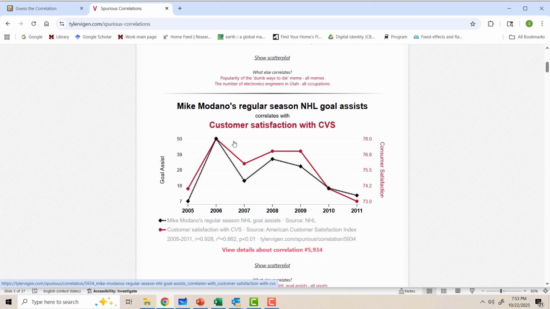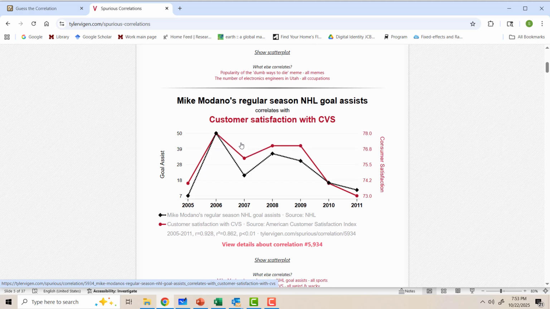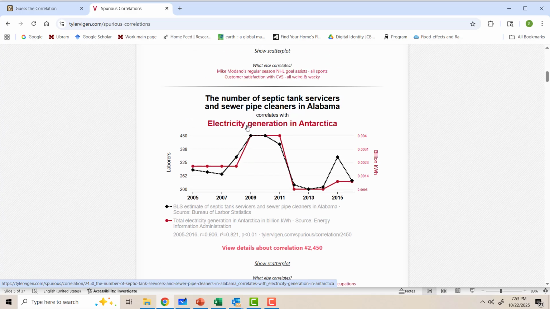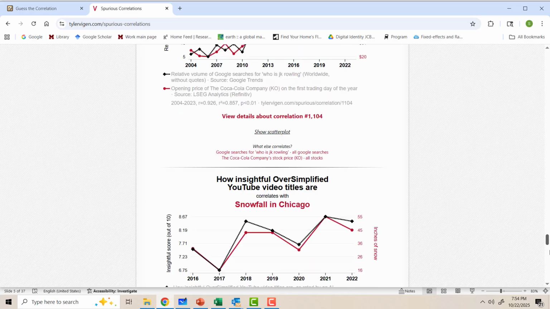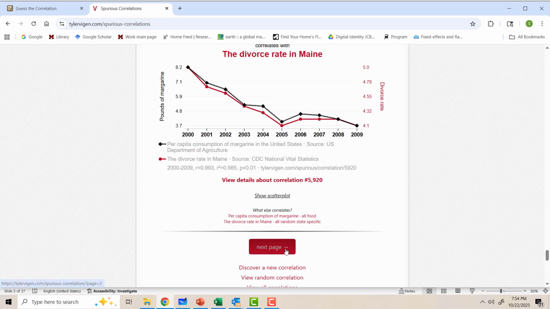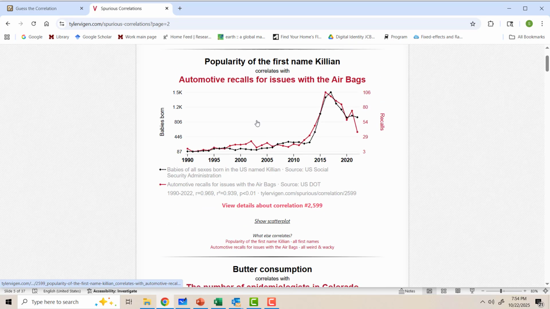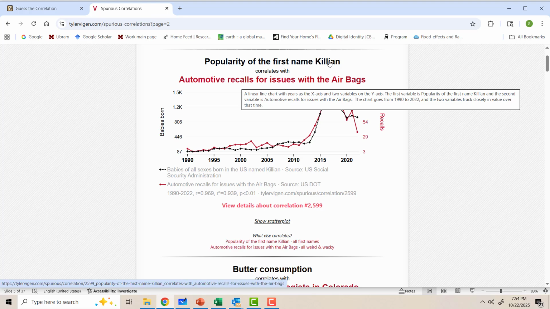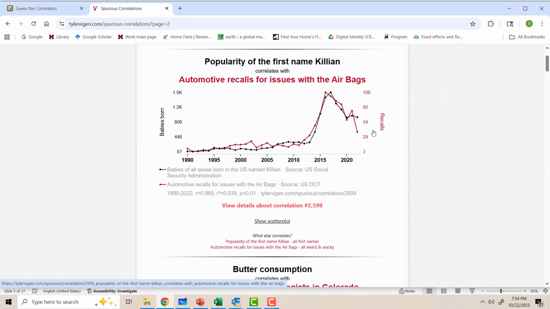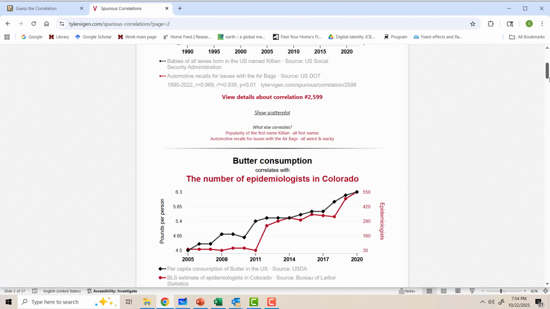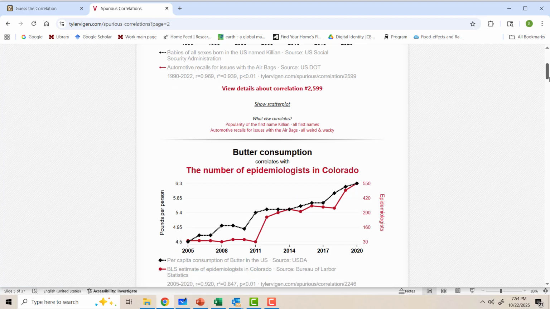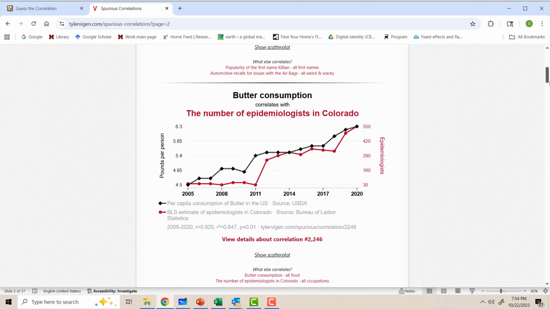And we've got customer satisfaction with CVS and regular season assists. You get the idea. Population of memes. There's a load of fun ones. The popularity of the first name Keelan with automotive recalls for airbags. Butter consumption versus the number of epidemiologists in Colorado.